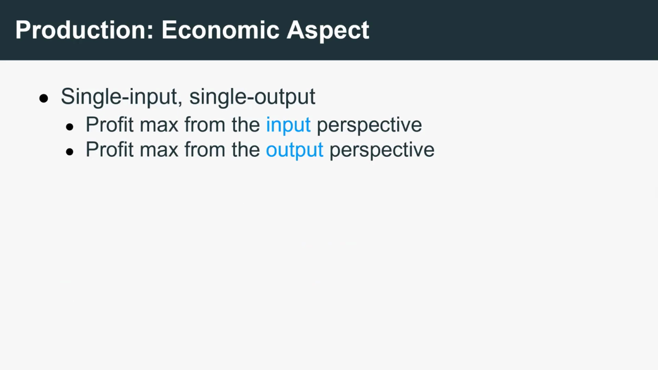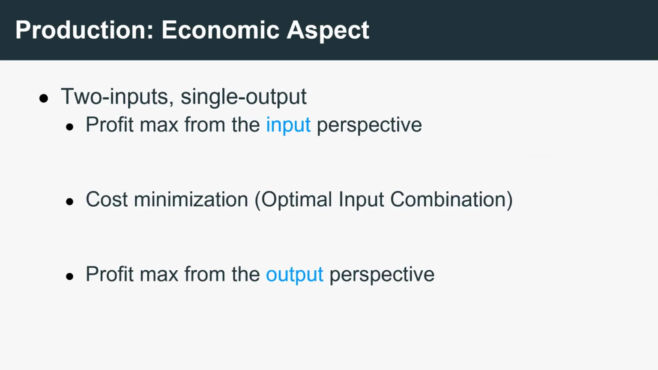So when there's single input, single output, the profit max from the input perspective, the condition is MVP equals MFC, and from the output perspective, it's MR equals MC. So those are the optimality conditions when there's only 1 input and 1 output. And if there's perfect competition, the conditions can be simplified, and I will provide that in a later slide.